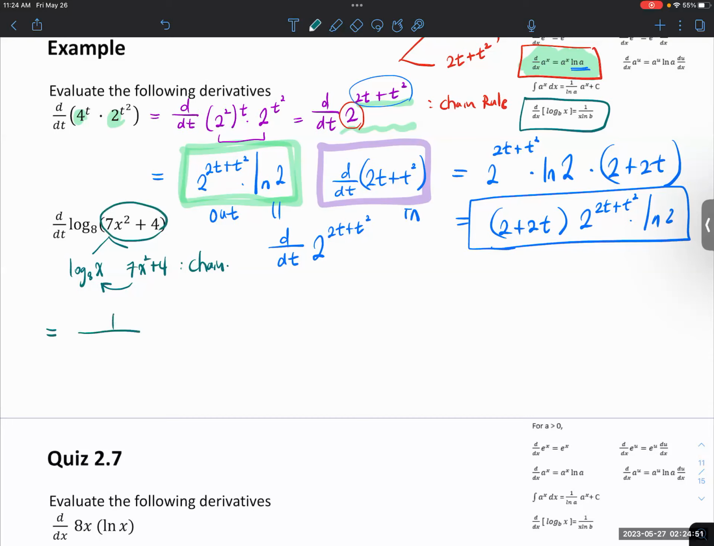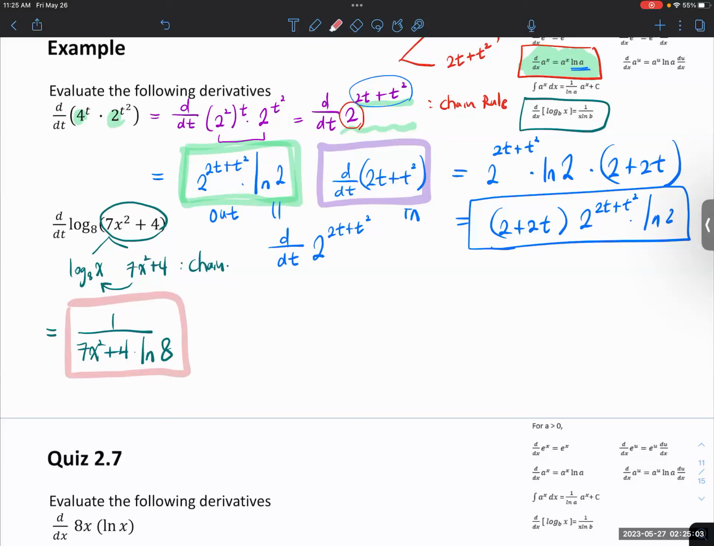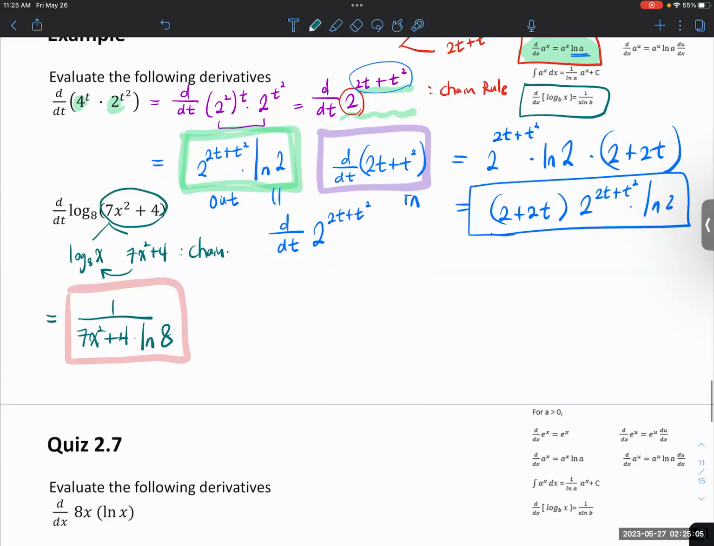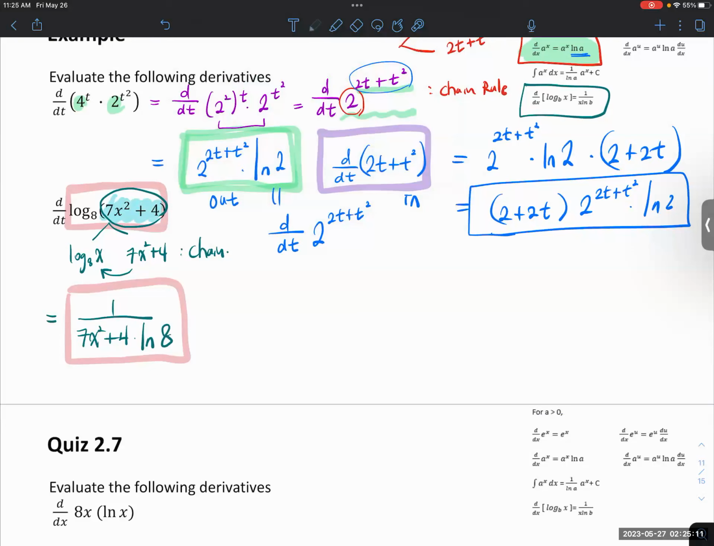So we have 1 over 7x squared plus 4, right? And ln b is ln 8. So this is exactly the outside derivative. Are you following? So this is the outside. And you have the inside. So now you're going to take the derivative of the inside, 7x squared plus 4.